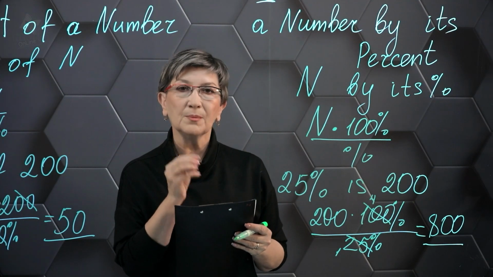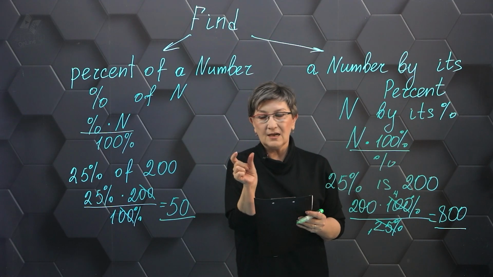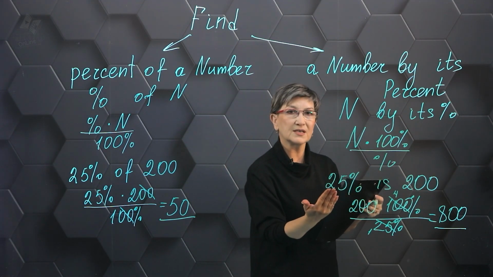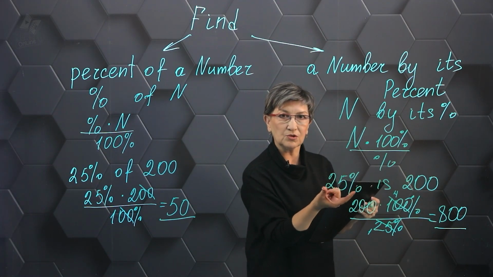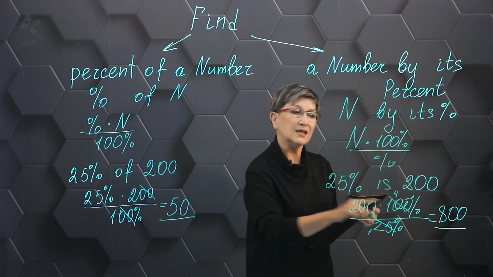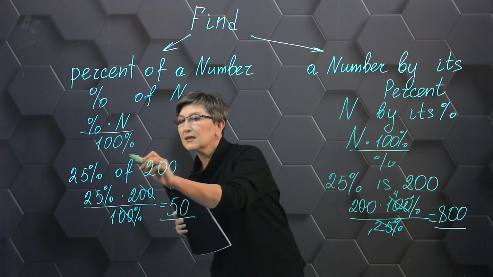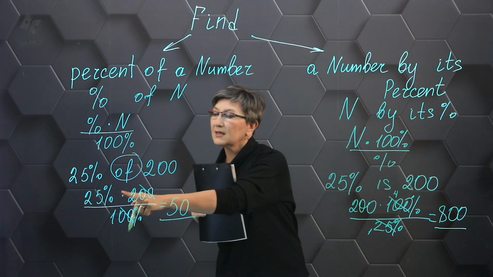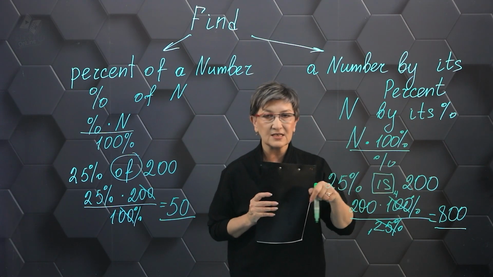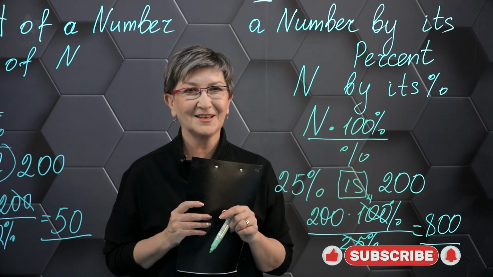So you need to understand what you need to find. That is, you need to find the percent of the number, or find the number by percent. If in our case, 25% equals the number 200, then we find that number. What are the key points here? This is "of a number", then we multiply. And here, 25% is the number 200, and in this case, we will multiply by 100 and divide by these percentages.